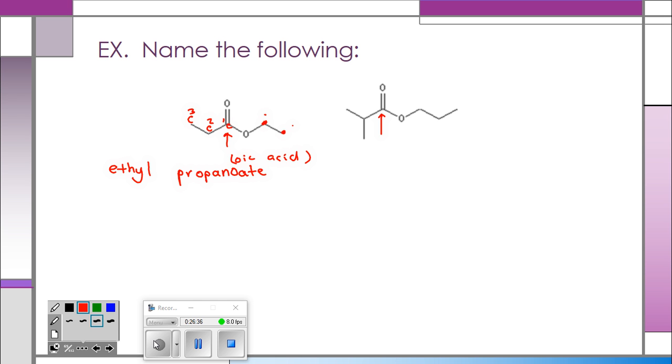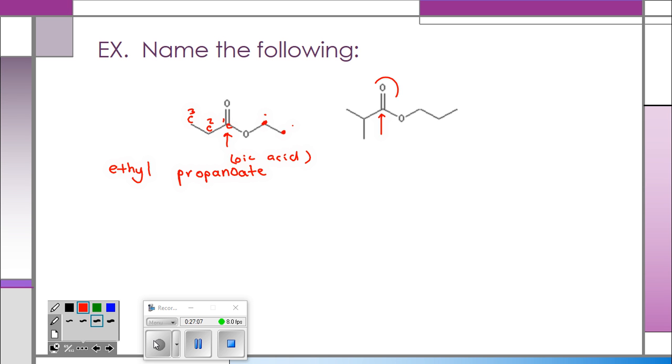The only thing that's different is I leave a space and I don't have to say where it is because it has to be attached to that oxygen. So that is ethyl propanoate. Now, it won't be often that in addition to the ester properties, there's also another side group on one of them, but just in case there is, we'll do the next example.